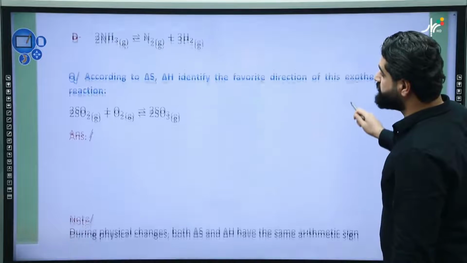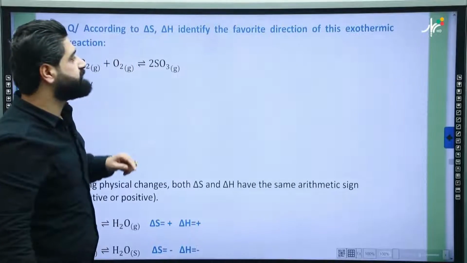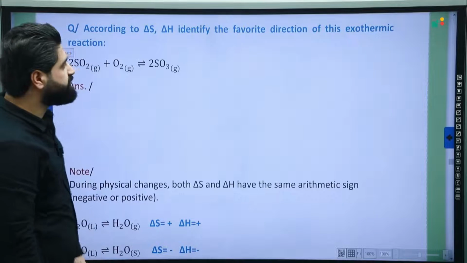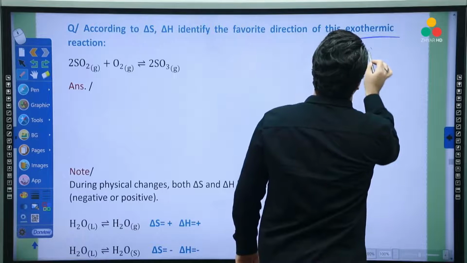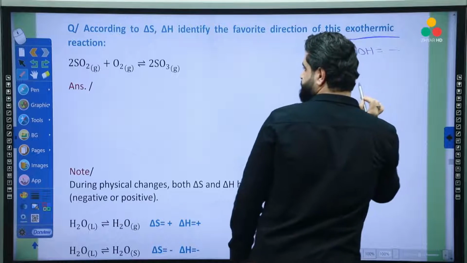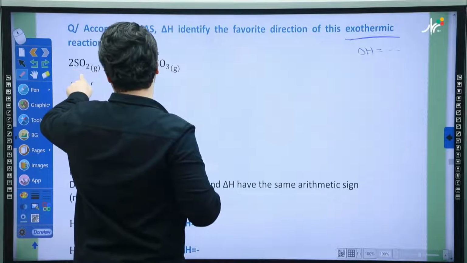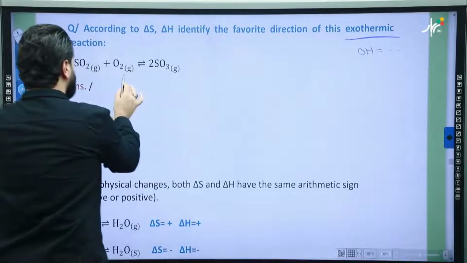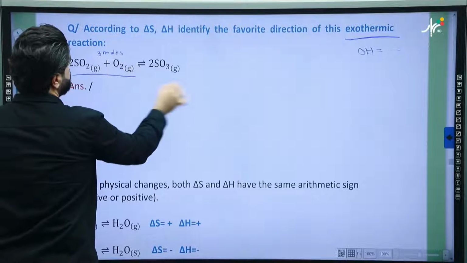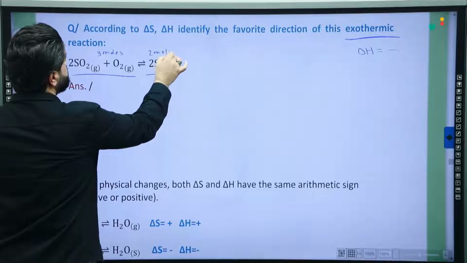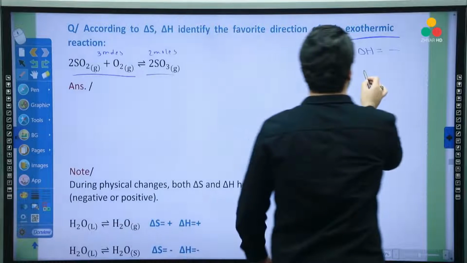Okay, according to delta S and delta H, identify the favored direction of this reaction. It is exothermic, so delta H is negative. And now let's identify delta S also. Delta S, gas. Focus on the number of moles. Here we have 3 moles. Here we have 2 moles. The number of moles decreased, so delta S is negative also.